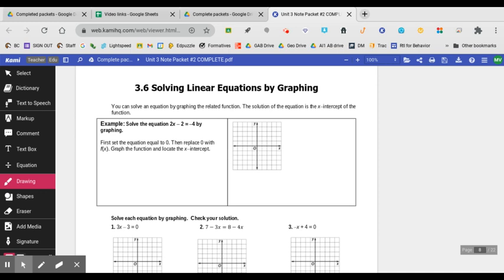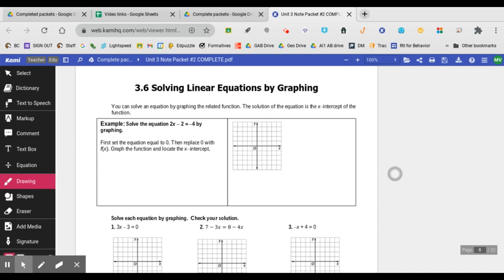Everyone. Today we are continuing our study of linear equations, and today we're going to talk about solving them by graphing. You can solve an equation by graphing the related function. So the related function is just, we're going to take out 0 and make it be y. The solution of the equation is the x-intercept.